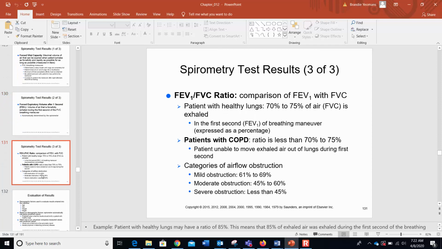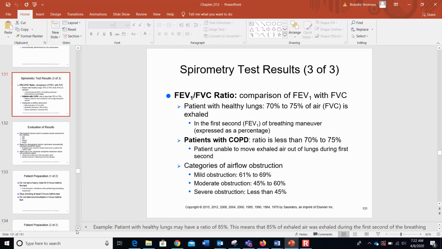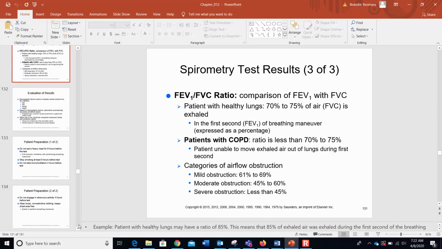Then you have the FEV1 and FVC ratio. This is going to tell us where our patients are at within that first second, and then the forced vital capacity, as hard as they're breathing. Patients with healthy lungs have about 70 to 75% of air with that forced vital capacity expelled. So what you're going to see, and what will be a little bit alarming to you, is when those patients that have chronic respiratory illnesses, things like COPD, emphysema, their ratio is actually going to be less than 70 to 75%.